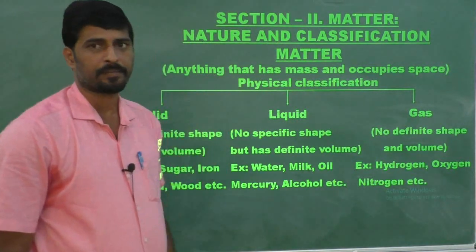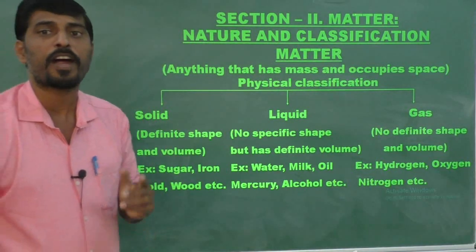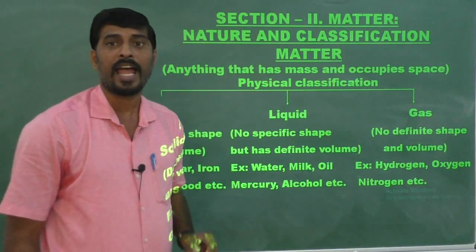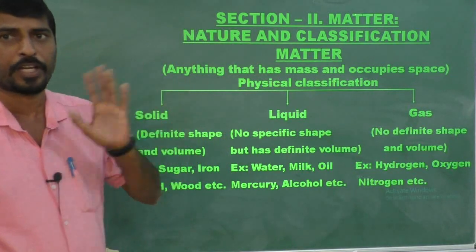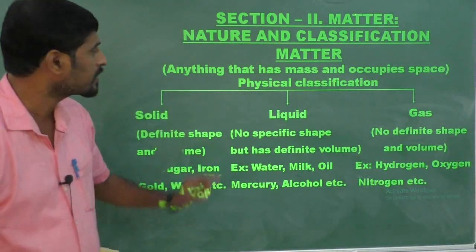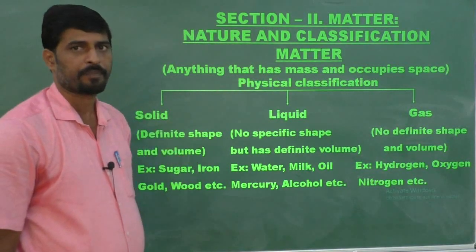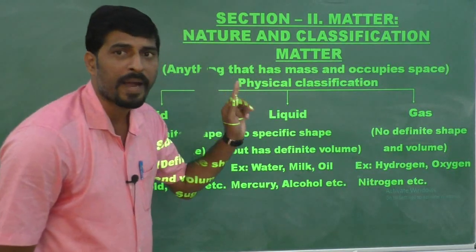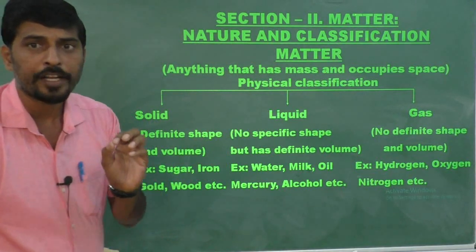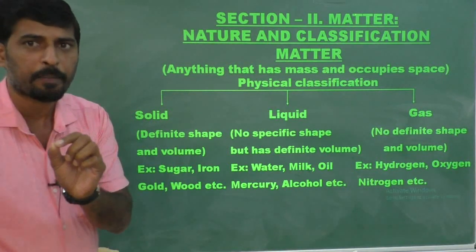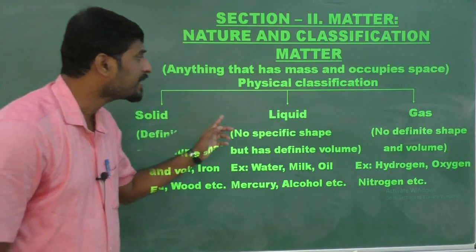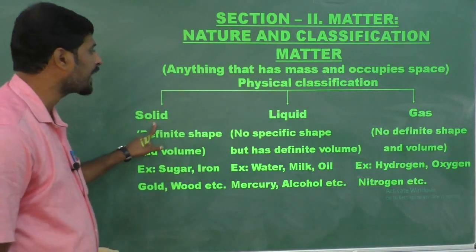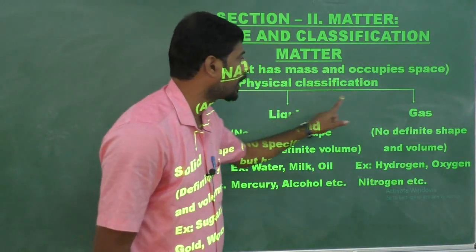Next, classification of matter. Matter can be classified in two ways. One is physical classification, another one is chemical classification. First, let us discuss the physical classification. Based on the physical state of matter under ordinary conditions of temperature and pressure, matter can be classified into three types. One is solid, another one is liquid, third one is gas.